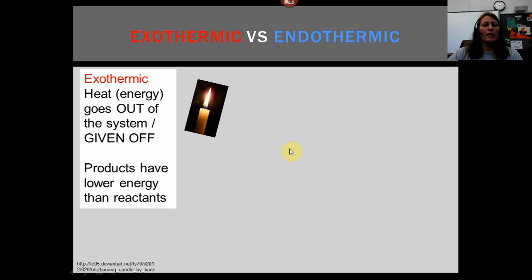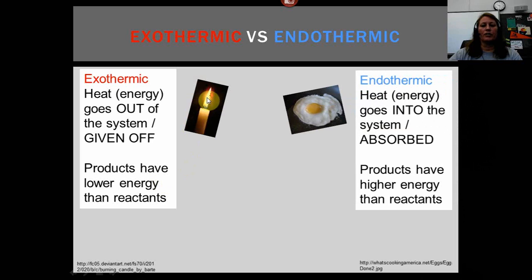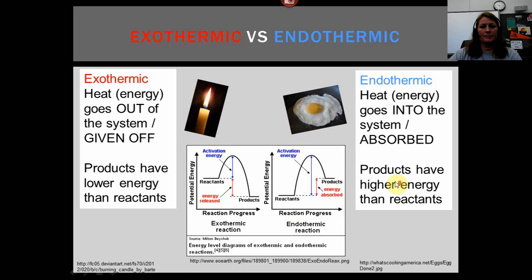Exothermic, exo means out or given off. So this would be, in this case, light. The products would have a lower energy than the reactants, so it's giving off this particular energy. Endothermic is absorbing the heat. So think of frying an egg: the pan and the fire below it, that's the heat. The raw egg will absorb the energy, and that's what causes it to be cooked. So the products would have a higher energy because it's absorbing the heat.